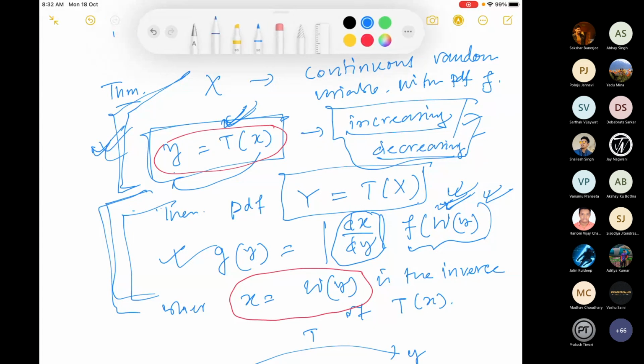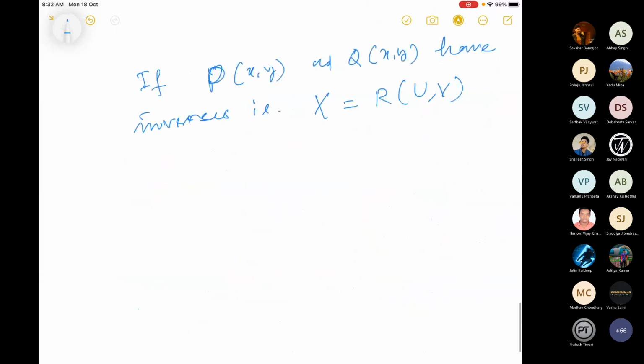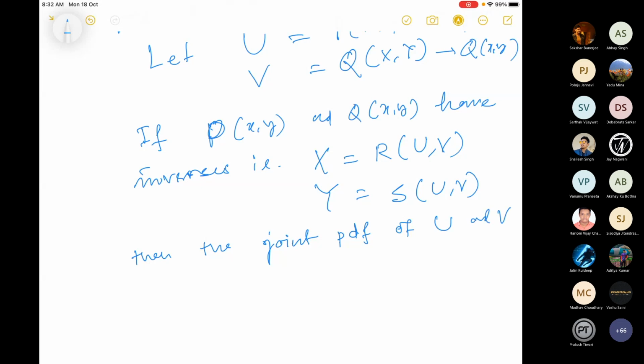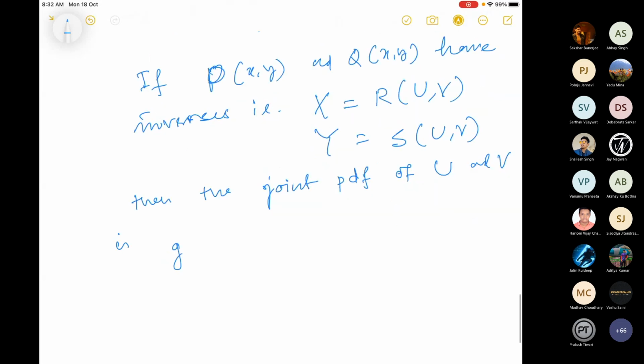So what happens is, if the inverse exists, so x can be written in terms of u and v, and y can also be written as some function of u and v. Then the joint PDF of u and v, this pair of random variables, is g of u, v, which is equal to mod of J, I'll tell you what mod of J is, and then f of r of u, v and s of u, v. Same way.